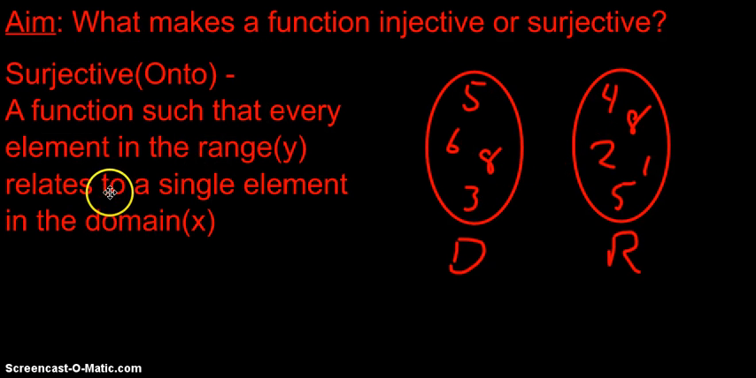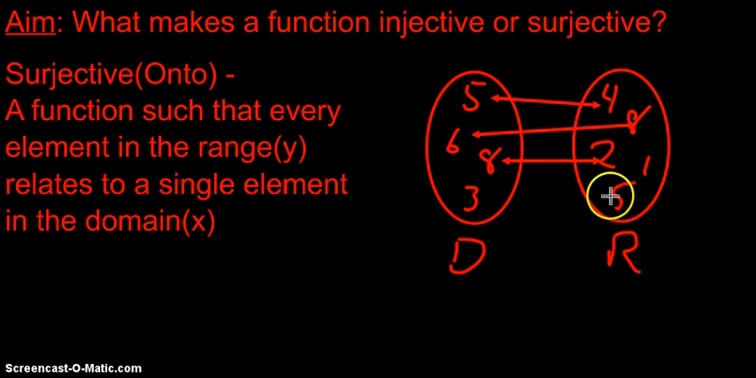A surjective, or onto function, is a function such that every element in the range relates to a single element in the domain. So here we're kind of going to go backwards. We're going to make sure that every element in the range is covered. So 4 has to relate to something, 8 has to relate to something, so does 2, so does 5, and so does 1. So every element in the range has to be covered. That's why it's called onto. Everything is covered. Alright, so let's take a look at an example of the graph.